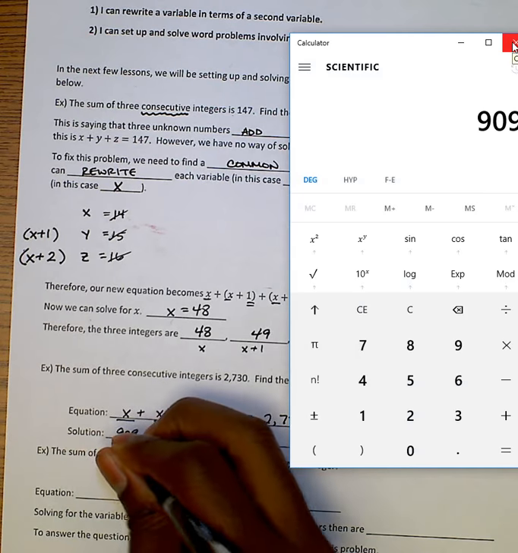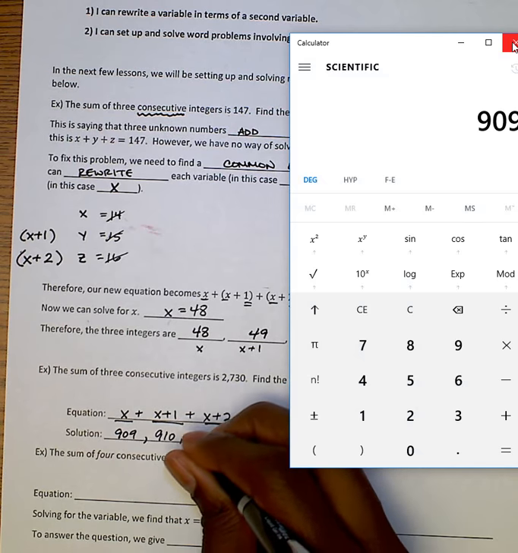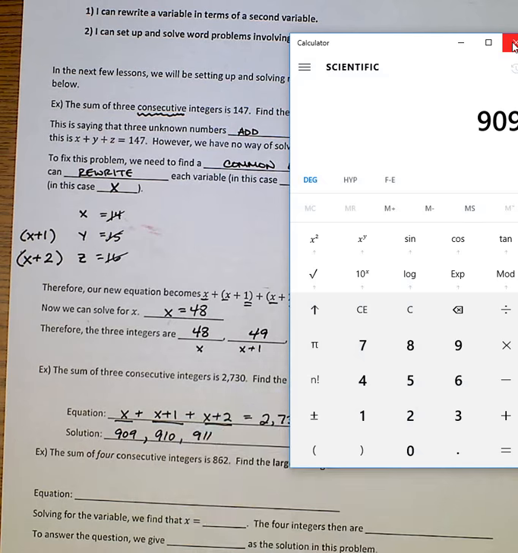And so, if I add those up again, 909 will be the first number. Plus 1 would be 910. And 909 plus 2 is 911. So 909 plus 910 plus 911, and there we go, 2,730. Solves our problem again.